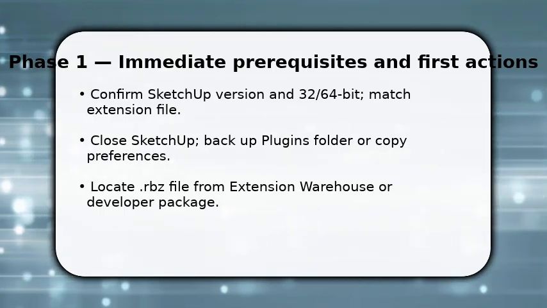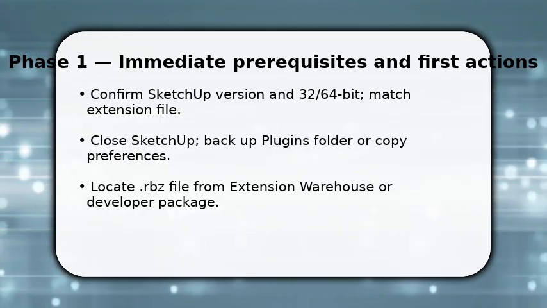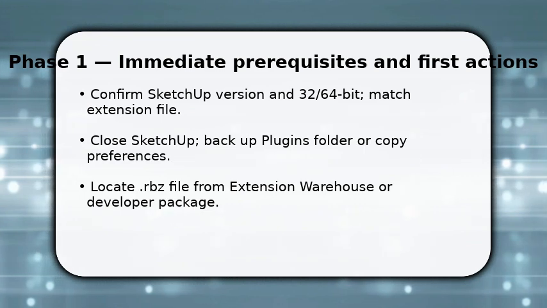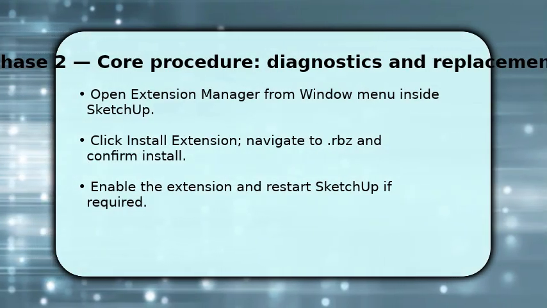Now open SketchUp's Window menu, then Extension Manager. That's where you'll add the file and start the install. Don't skip the backup step. You open Extension Manager and click Install Extension. This is the standard safe route.